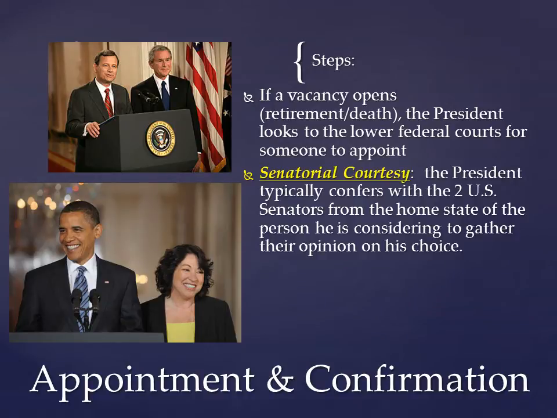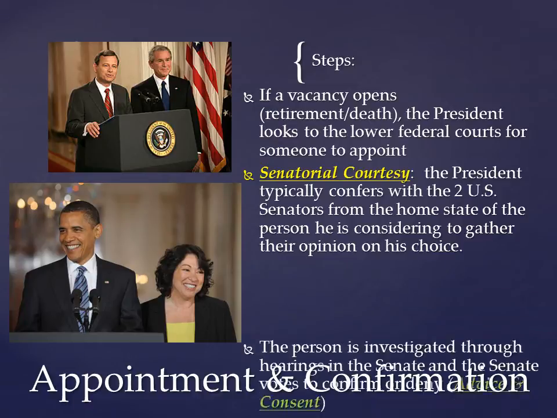Once they've picked somebody, they keep that name private and go to the 2 U.S. senators from the home state of the judge that they are thinking about selecting. This is known as senatorial courtesy. They're giving these 2 senators a heads up of the person they're thinking about selecting and getting some insight from those senators about how they feel about the selection. By doing this, it helps the President gather a gauge on whether or not this person will receive widespread approval by the entire Senate as a whole.